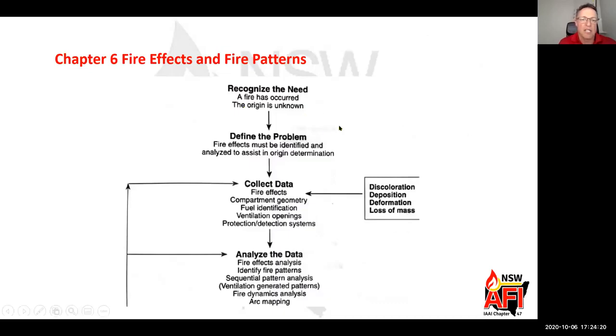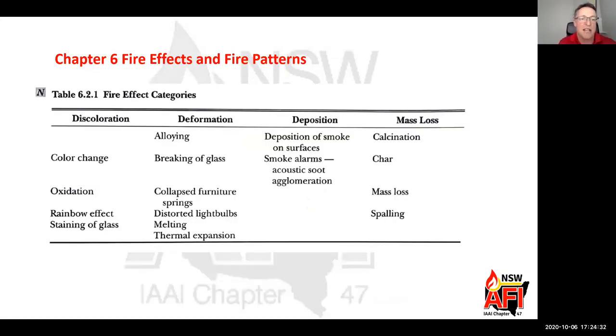Okay, so as you're coming, recognise the need to find the problem, collect data. These fire effects are going to be the discoloration, deposition, deformation, and loss of mass. These are the categories that they are distinguishing now. Discoloration is like your oxidation, deformation is breaking of glass, deposition is smoke on surfaces, and then your mass loss, which is your char, spalling, calcination, etc. That's a new table, fire effects category. So they now come under different categories.